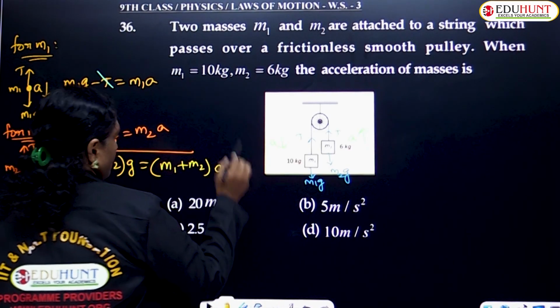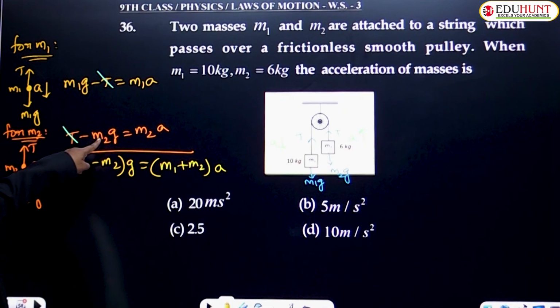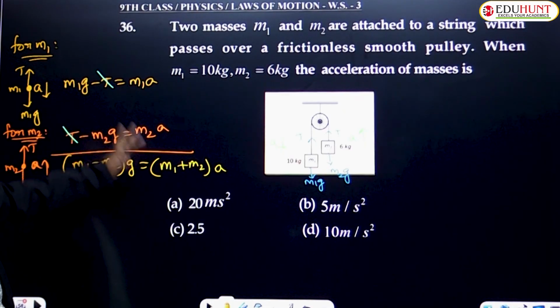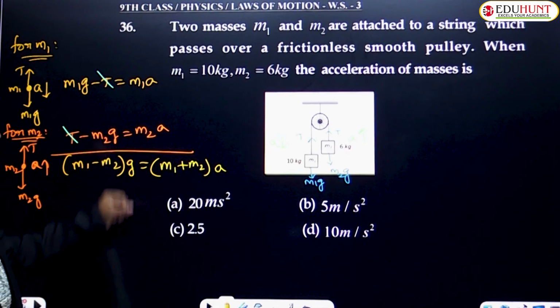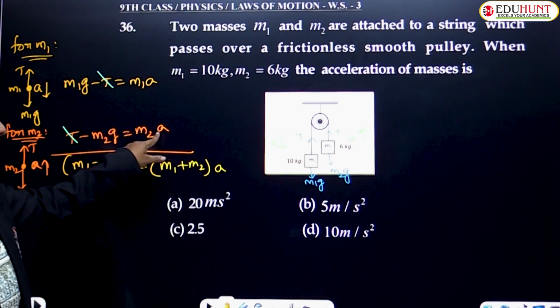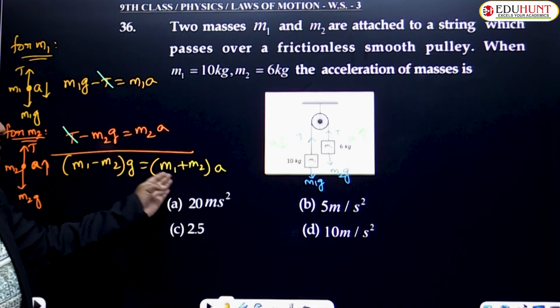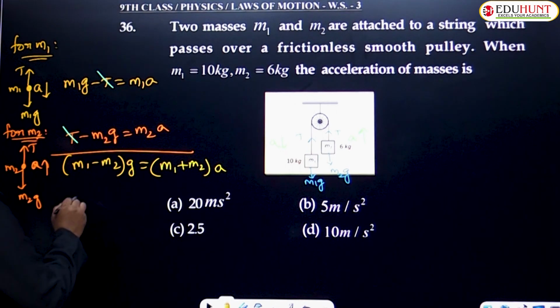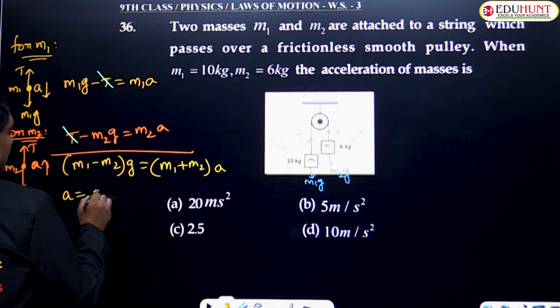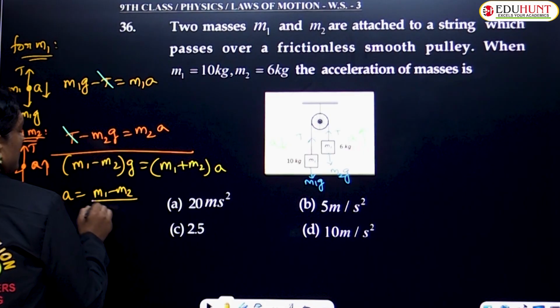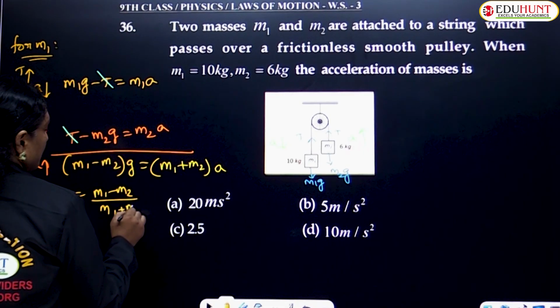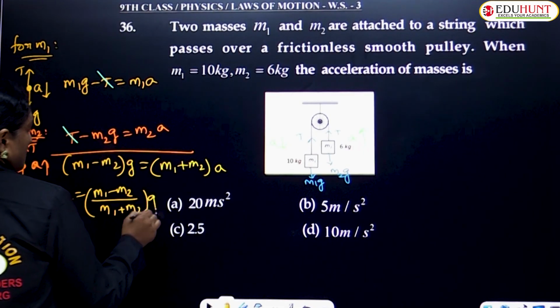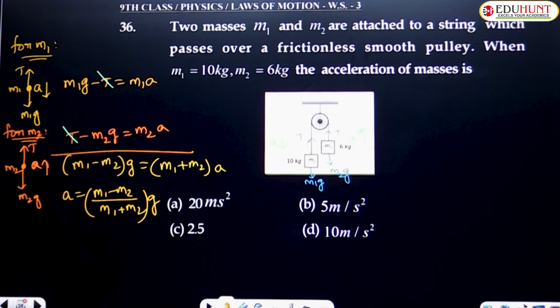Okay. So here M1g minus M2g, common is g. g is taken common, M1 minus M2. M1a plus M2a, a is common, taken out, left over with M1 plus M2. Hence the value of a is found to be M1 minus M2 by M1 plus M2 into g. This is the relation for acceleration which we have already solved.